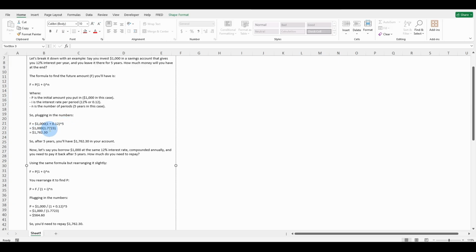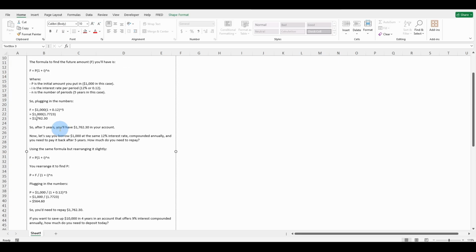Remember that interest rate factor right here. All you do is 1 plus 0.12 to the fifth. You're going to get 1.7623, so $1,762.30. Get into the practice of understanding what a future value factor is.